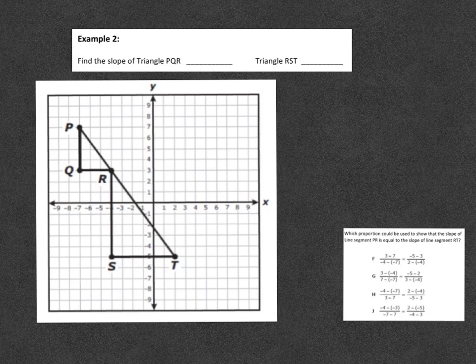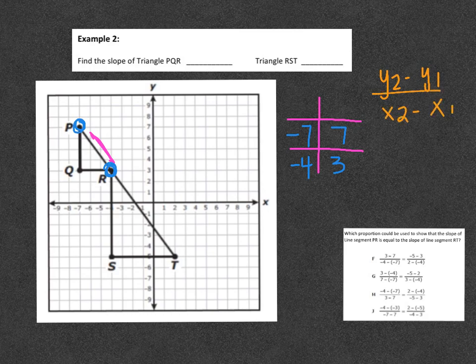Okay, let me get a pen. If I go from P to R, the coordinates for letter P, right here, that would be -7, +7. And then when I look at the coordinates for R, that is -4, +3. If I label these, because I need y2 minus y1 over x2 minus x1, this is y2, and this one is y1, x2, x1. When I pair these up, it should say 3 minus 7 over -4 minus -7. Now all I need to do is pick the answer choice that has that pairing.